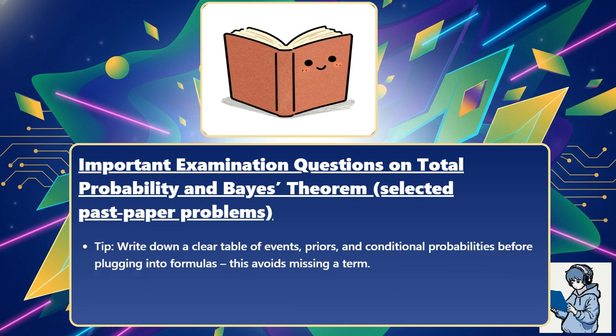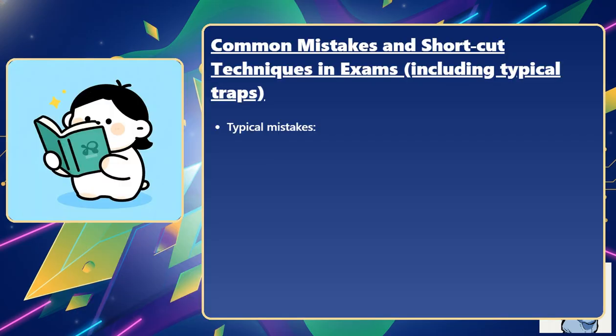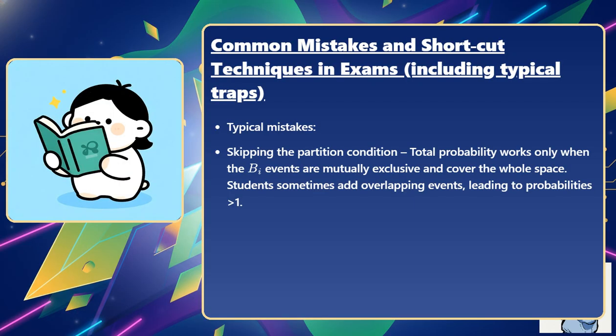Tip: write down a clear table of events, priors, and conditional probabilities before plugging into formulas. This avoids missing a term. Typical mistakes. Skipping the partition condition: total probability works only when the B sub i events are mutually exclusive and cover the whole space. Students sometimes add overlapping events, leading to probabilities greater than 1.